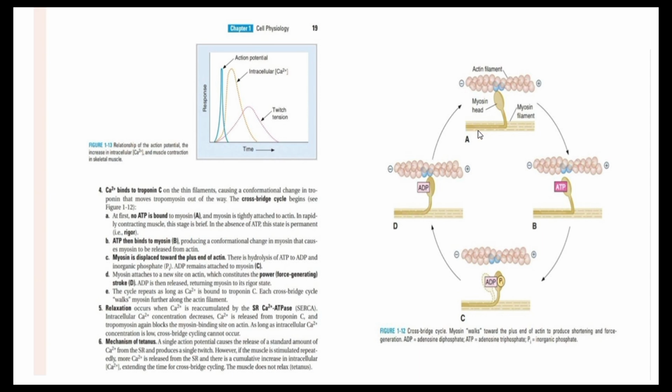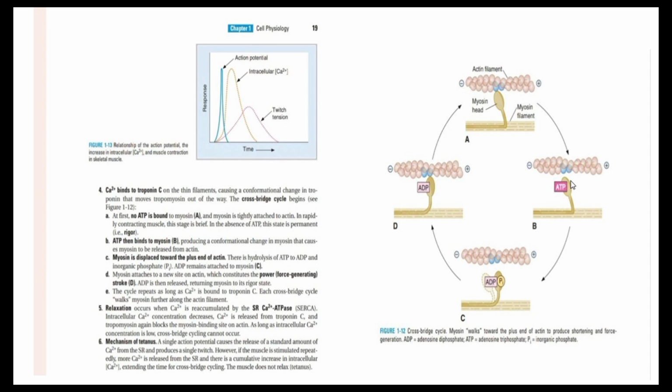At first, in diagram A, see the head of the myosin. We know that a myosin molecule has two heads and a tail. The myosin head is tightly attached to the actin filament, and no ATP is bound to myosin in this state. In the second diagram, ATP now binds to the myosin head.